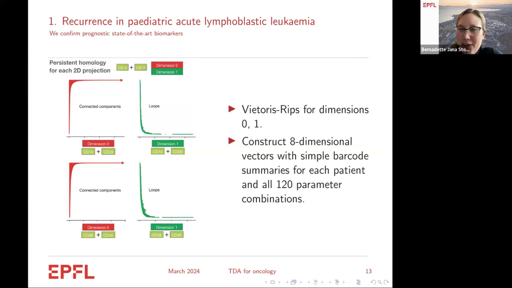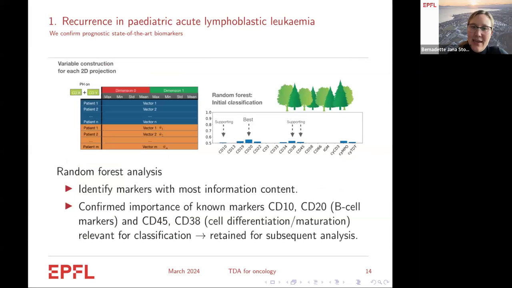So for this, we ran Vietoris-Rips in dimensions 0 and 1, and we then constructed 8-dimensional summary vectors of the barcodes, including the maximum persistence, minimum persistence, mean persistence, and standard deviation. And we did this for all pairwise combinations of the markers. And we then put this into a random forest classification to classify between patients that had relapsed and patients that had not relapsed.